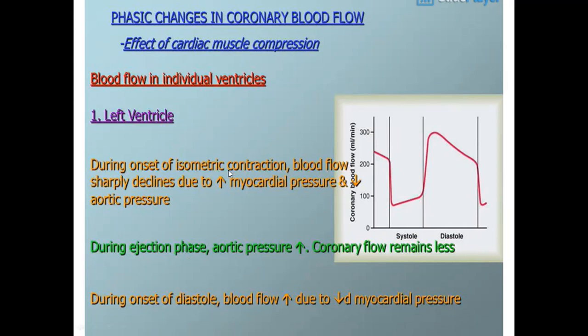Now, during the onset of contraction, blood flow sharply declines due to myocardial pressure and a decrease in aortic pressure at the beginning of the systole. This is what happens in the left ventricle. During the ejection phase, when the blood is now pushed out of the left ventricle, the aortic pressure increases and the coronary flow remains less. During onset of diastole, blood flow increases due to a decrease in myocardial pressure. Why? Because in diastole, there is relaxation of the heart. So myocardial pressure is low, and that increases blood flow to it. So the same thing we already explained before.